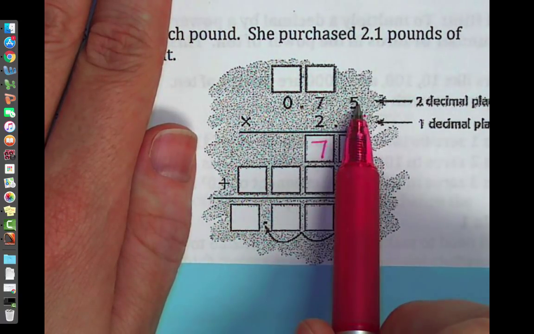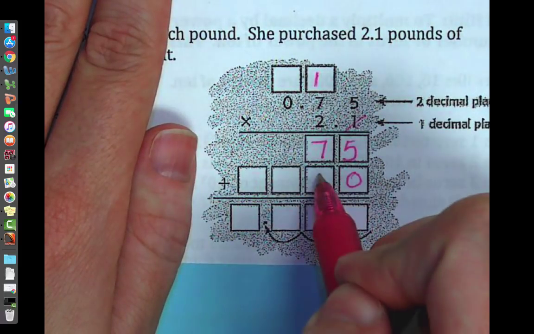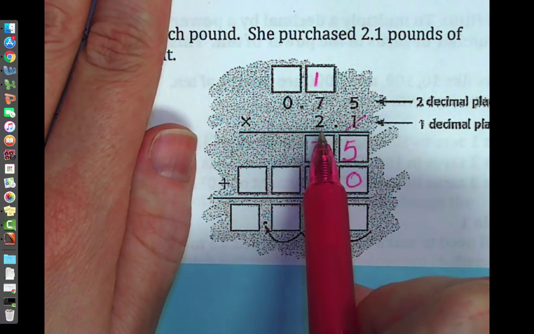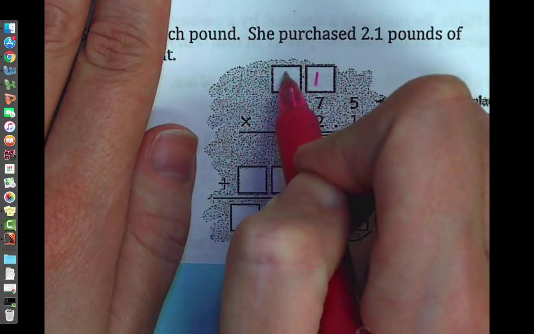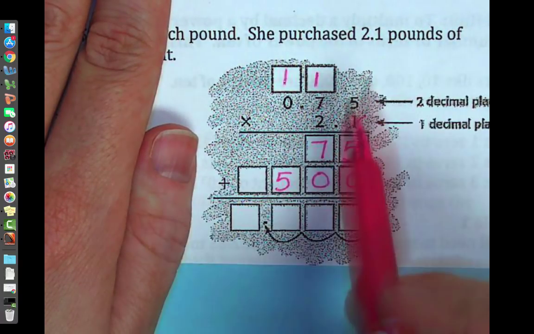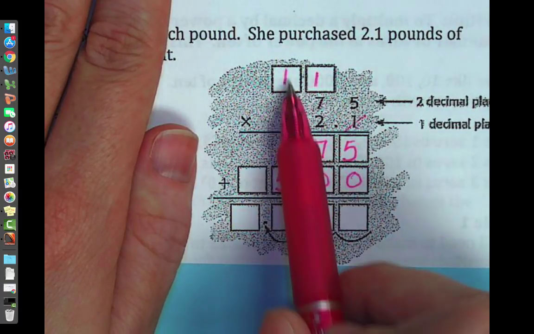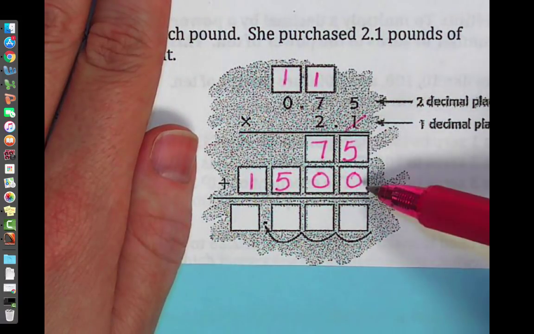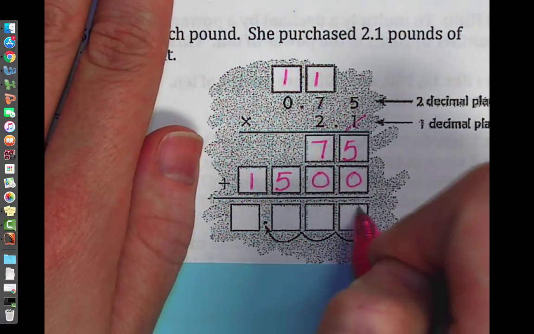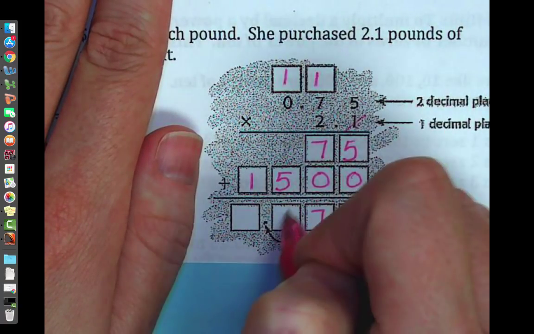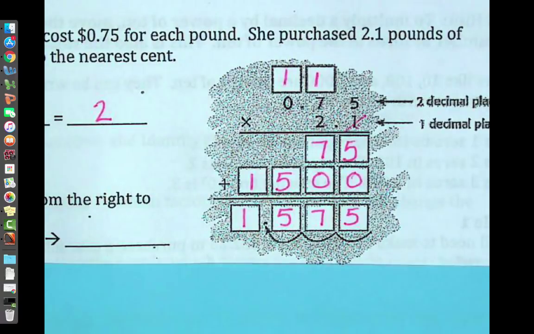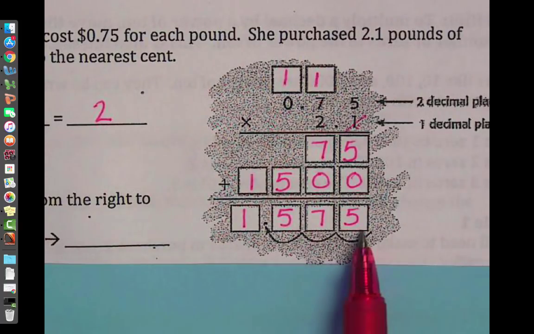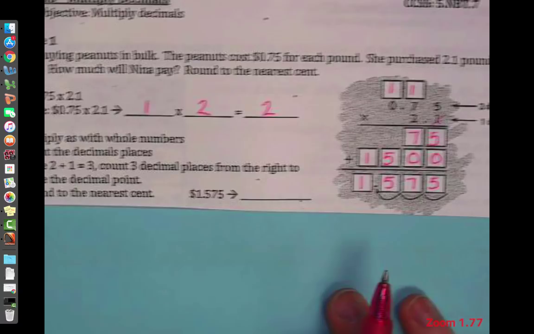2 times 5 is 10. So carry my 1, 0 down here. 2 times 7 is 14, plus my 1, 15. So 1, carry my 5. 2 times 0 is 0, plus 1 is 1. And then add, again, we have no decimals here, so add, not worrying about decimals yet. 5 and 0 is 5, 7 and 0 is 7, 5, 1. So if my problem was 75 times 21, my answer would be 1,575. Okay, so that is step 1 here.